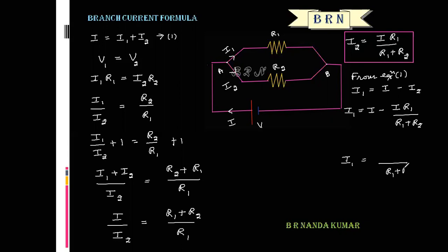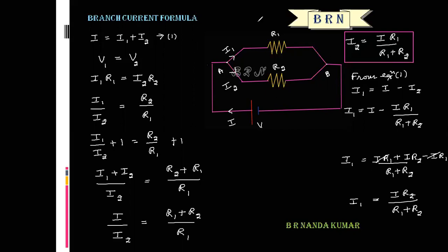R1 plus R2. This is I R1, I into R1 plus R2, that is I R1 plus I R2 minus I R1. So I R1 cancels. Finally, we will get I1 is equal to I R2 divided by R1 plus R2.